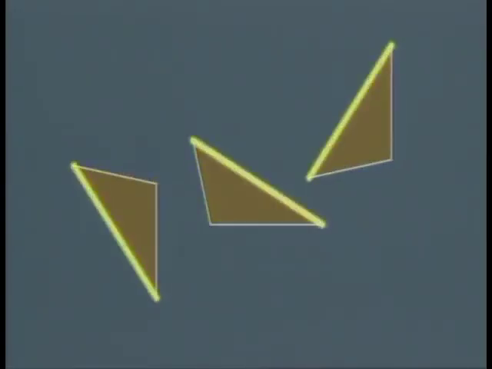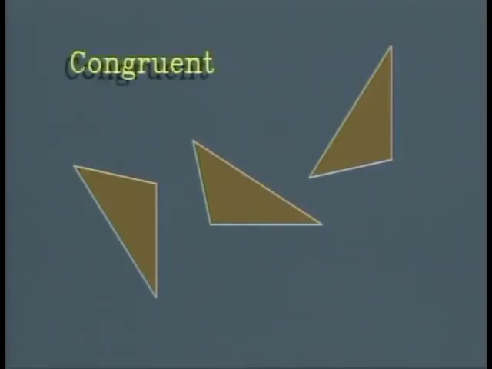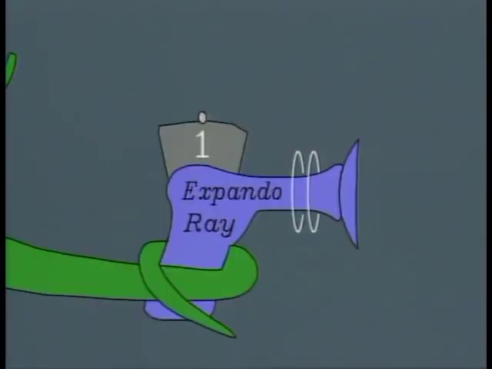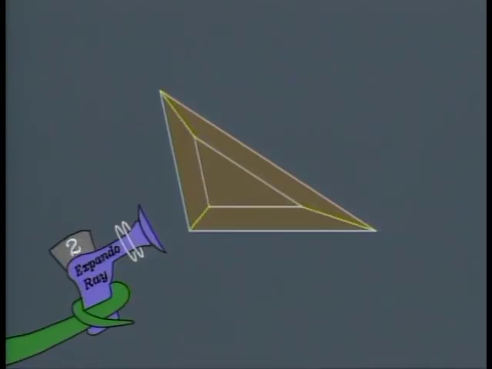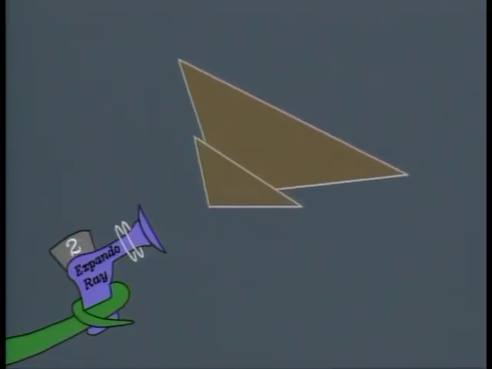We call them congruent. To double the size of a triangle without changing its shape, we use our trusty expandoray and set the dial at 2. Aim at a point inside the triangle and expand all distances from this point by a factor of 2. You get a triangle twice as large that has the same shape. You can also aim at a point on the boundary and expand all distances from this point by a factor of 2. Again, you get a triangle twice as large.